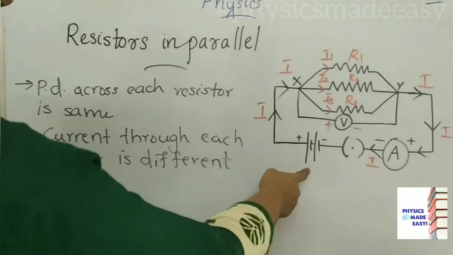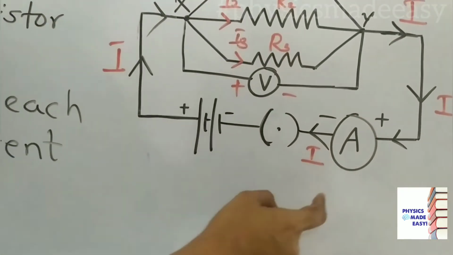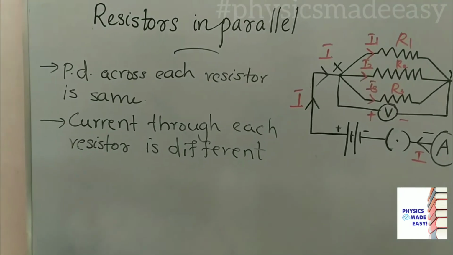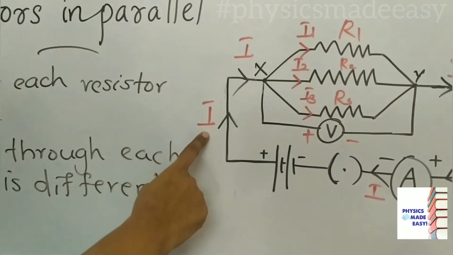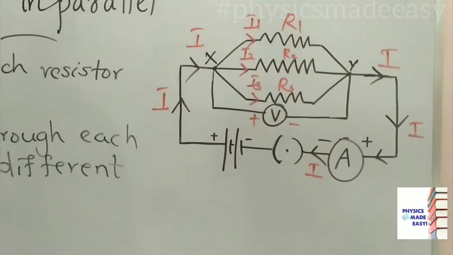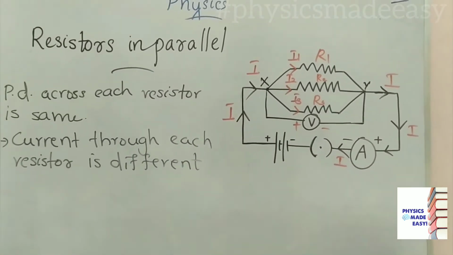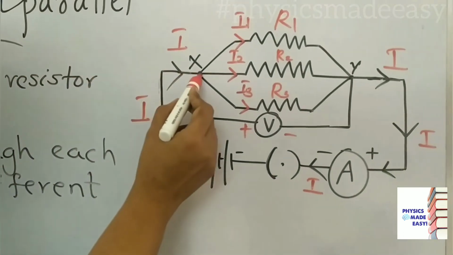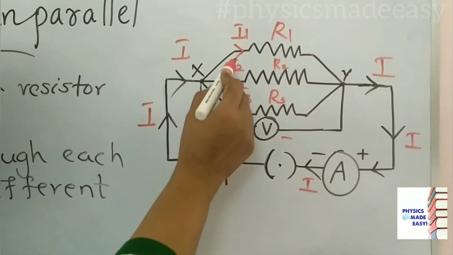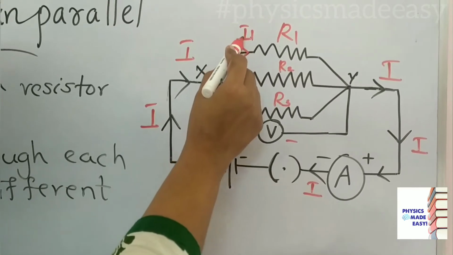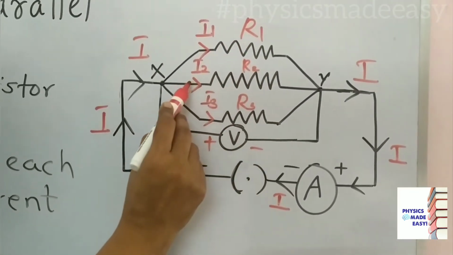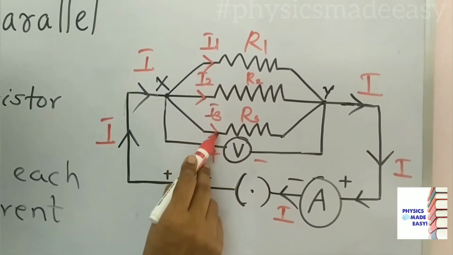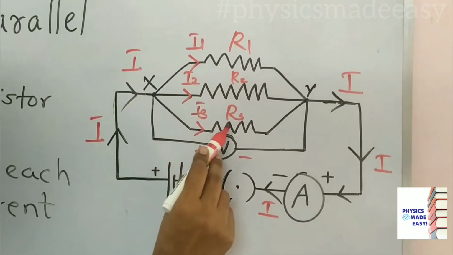Then you can see a battery here, key and ammeter. Ammeter gives us the value of current in the electric circuit. We can take I as the total amount of current passing through this circuit. Then here what will happen if these three are connected in parallel? Here the current will get divided. You can see I1 is the amount of current passing through R1. I2 is the amount of current passing through R2. I3 is the amount of current passing through R3.